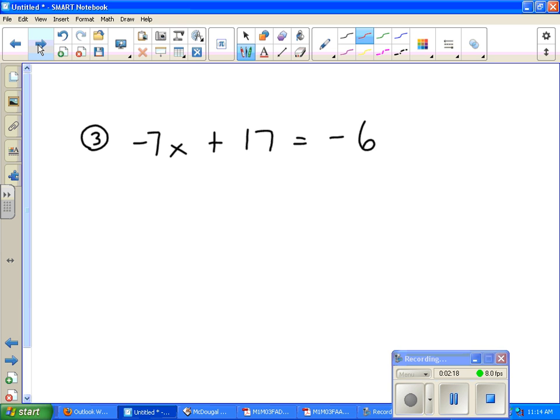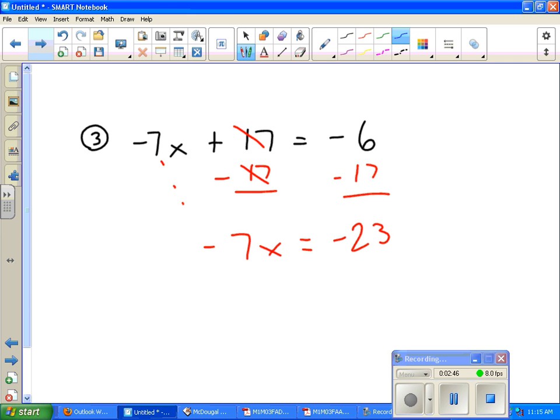Number 3 says negative 7x plus 17 equals negative 6. Do the inverse of plus 17 and subtract 17. It'll cancel out. You subtract 17 on the left, you need to subtract it on the right. What we're left with here is negative 7x equals, now we have two negative terms, negative 6 and negative 17, so add them up, 6 and 17, and you get the number 23. They're both negative terms, so keep it negative.